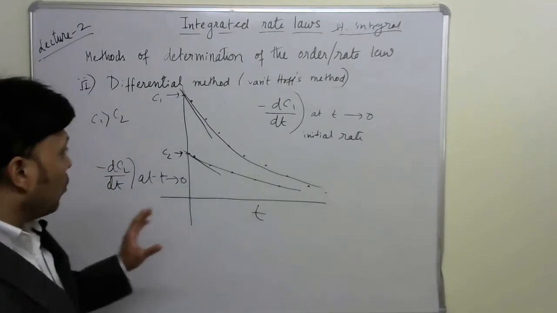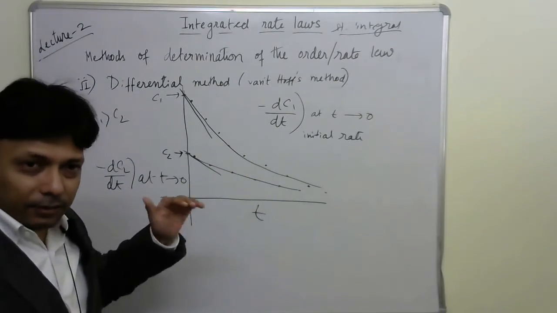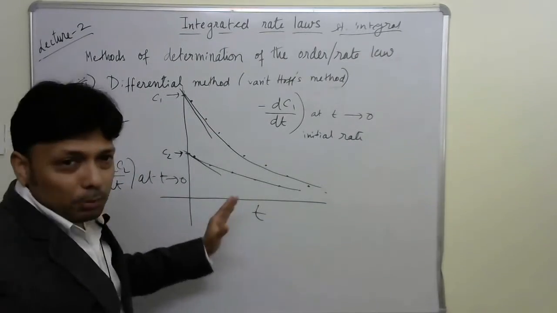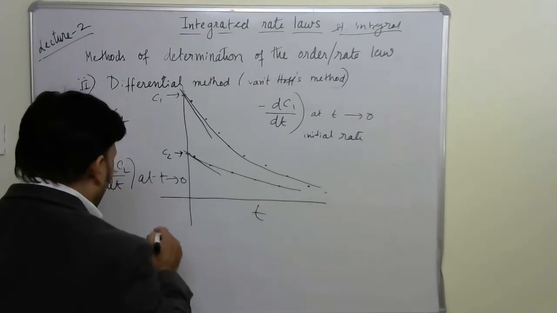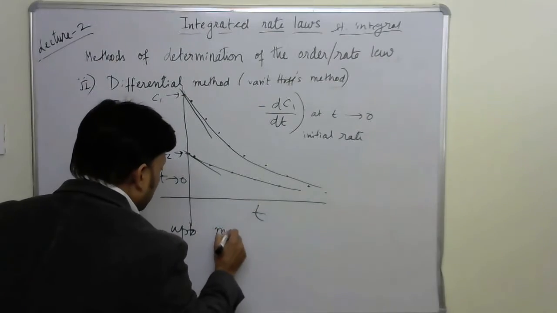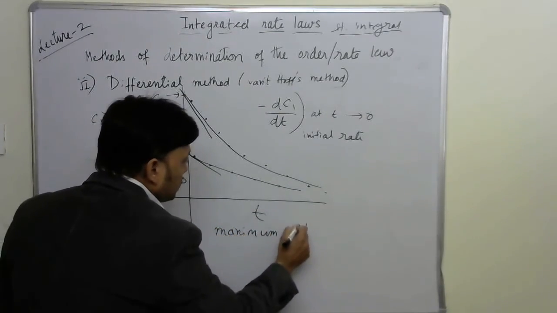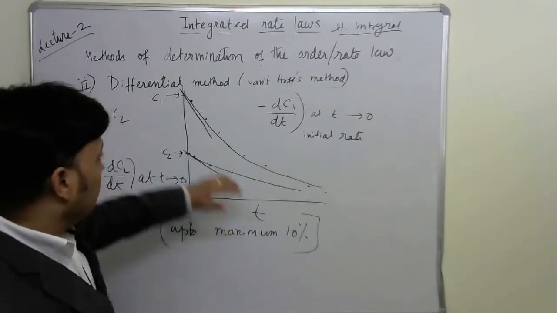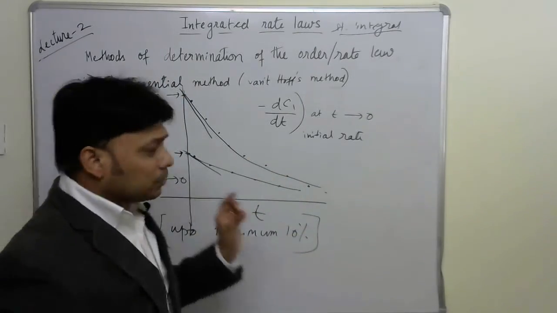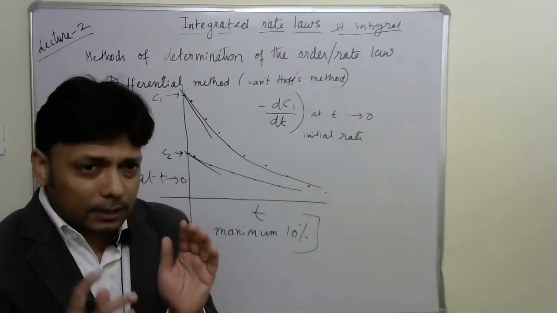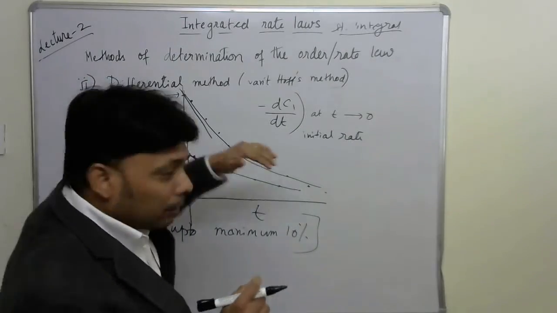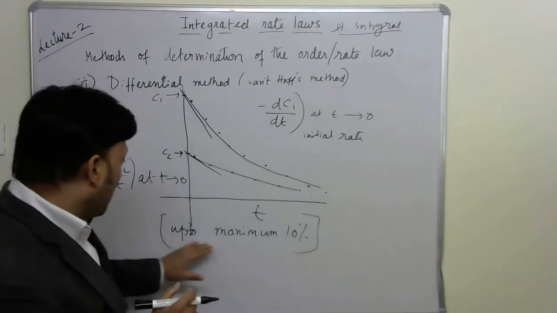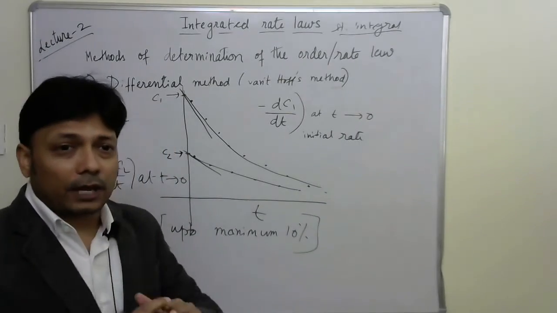So the approximation is that we have to measure the two initial rates at the very initial stage, that means when t tends to 0, at the very beginning. This is an approximation method, and it holds true up to a maximum of 10% of the entire reaction. Whenever a reaction starts, it would definitely fall exponentially, but for a very limited amount of time at the beginning, the decay would appear as if it is a straight line. That approximation can be taken up to at most 10% of the entire reaction time.